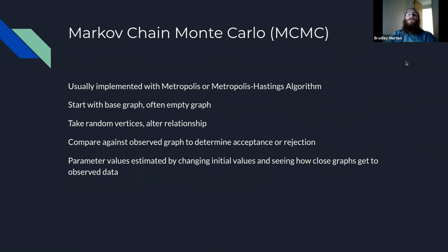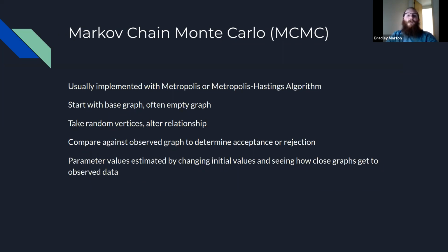And then that brings us to the next method I'll be talking about, which is Markov chain Monte Carlo. And this ends up usually being implemented with the Metropolis or Metropolis-Hastings algorithm. A brief description of how it works is you start with a base graph, which is often the empty graph. And then you take random vertices and you alter the relationship between the vertices. So if we're doing an edges plus triangles model, then we might grab two edges and either add an edge if one does not exist, or we might remove an edge if one is there, or add or remove a triangle.